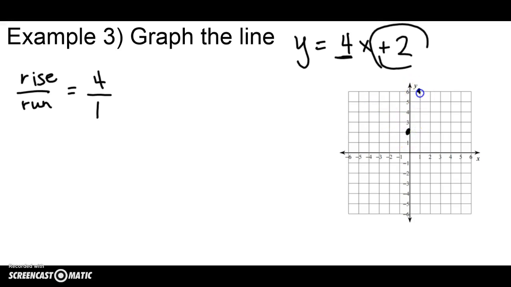So I have one point here, one point here. If I connect those two dots, I have my line. Let's go on to the third example.